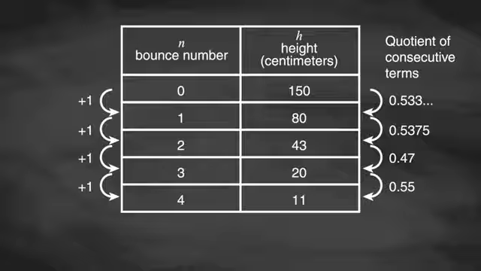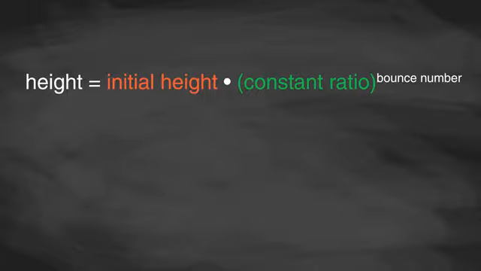requirement. Write an equation that models the bounce height h after n bounces for this tennis ball. This can be modeled by an exponential function, so the equation will have the form height equals initial height times the constant ratio to the bounce number power. The height will be represented by h. The initial height is 150 centimeters. The constant ratio is 5/10, and the bounce number is n.